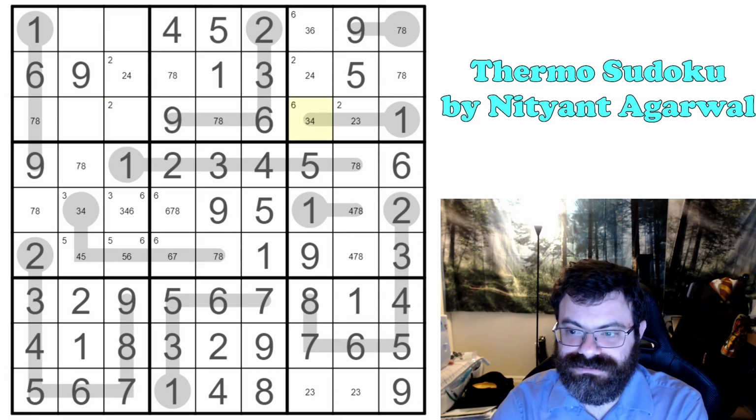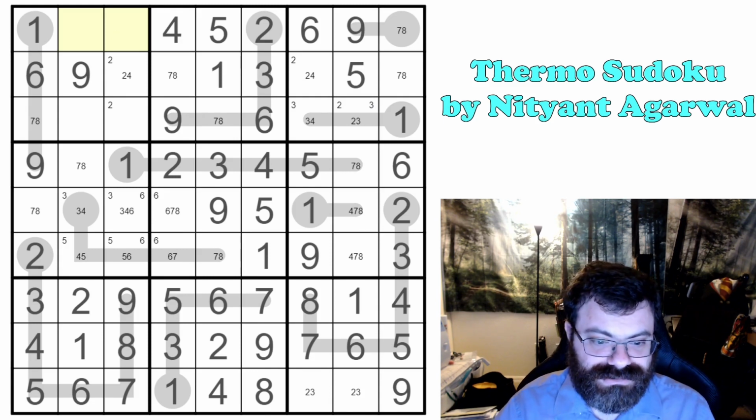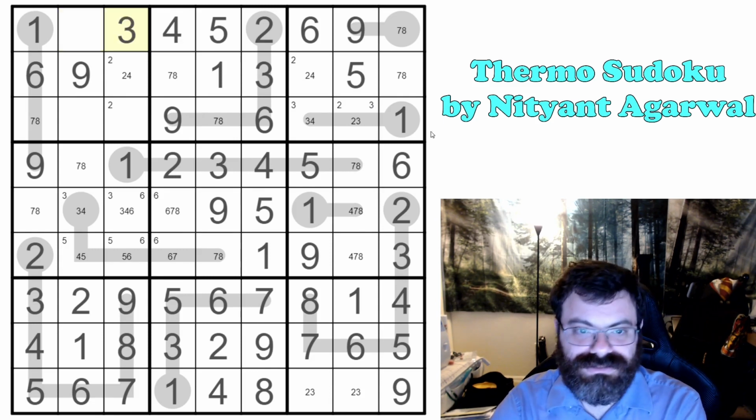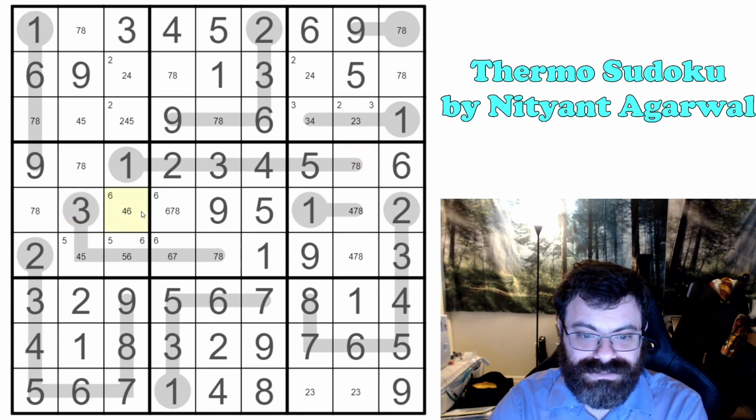This isn't 6 anymore. So this is the 6. Three's down here somewhere. So this is 3, 7, 8. So this is the 3, because I see 7 and 8. So this is a 7 or 8. We have a 7, 8 pair in here, so this is 2, 4, 5. This is not 2. 4, 5 pair means this is 3. We're getting it. Wow, okay.